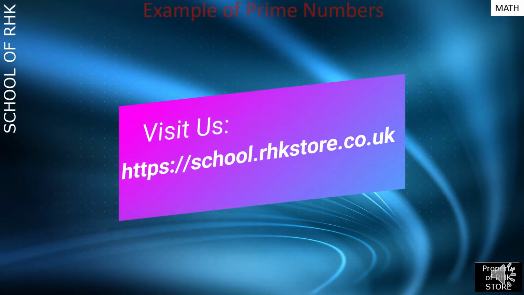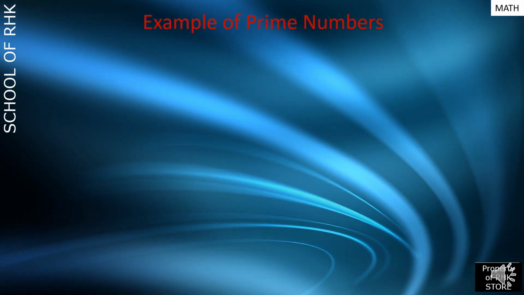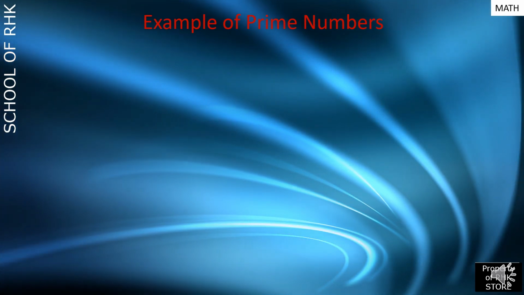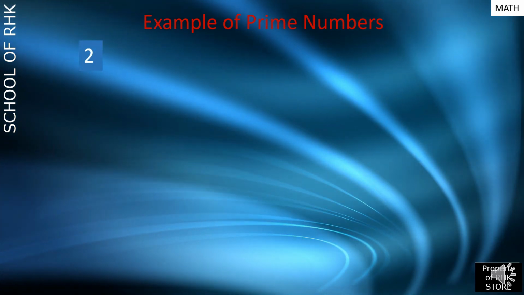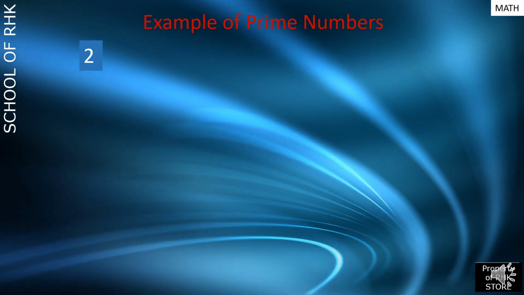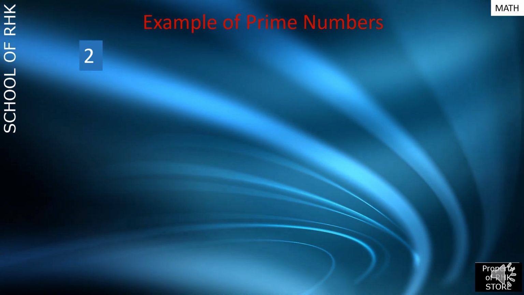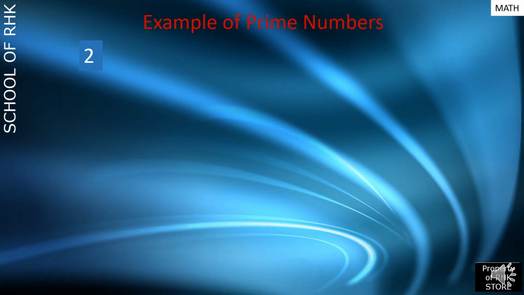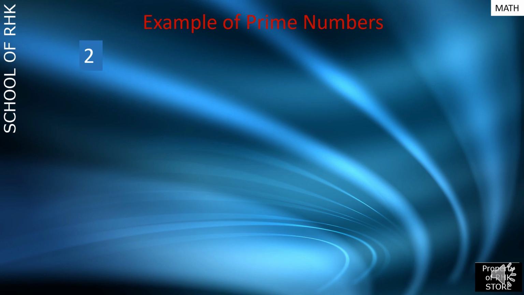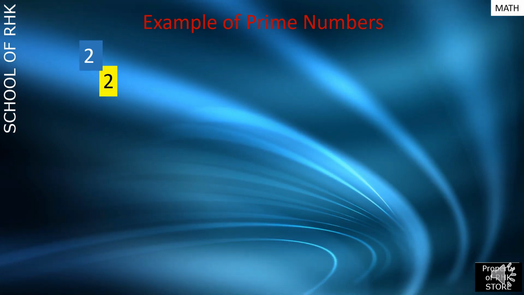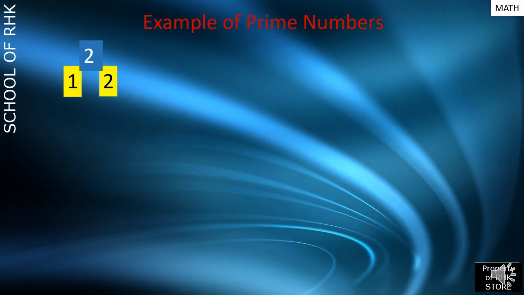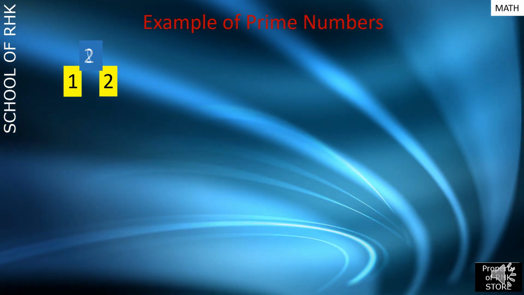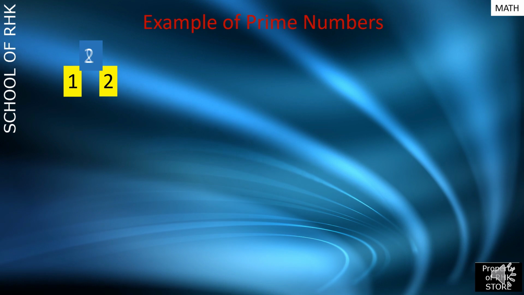Now we look at some examples of prime numbers. The first number is 2. This is a positive integer. If 2 is divided by any integer other than itself and 1, the division will end up with a remainder. So 2 is a prime number.